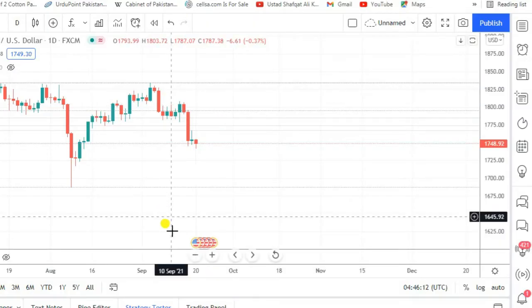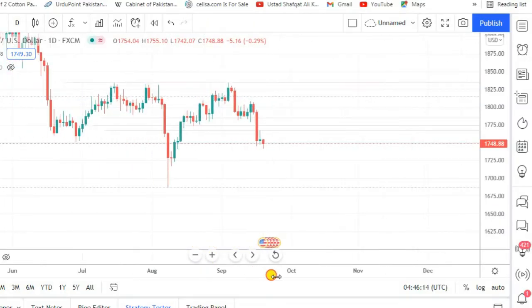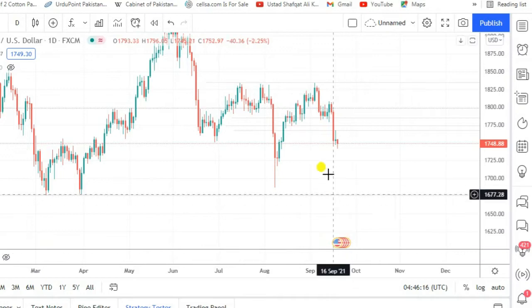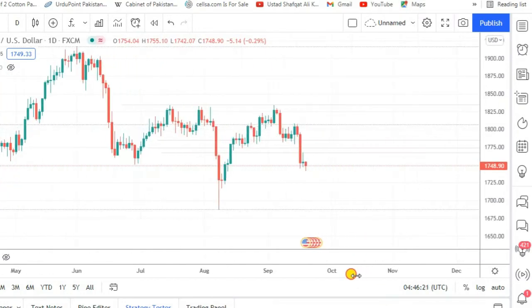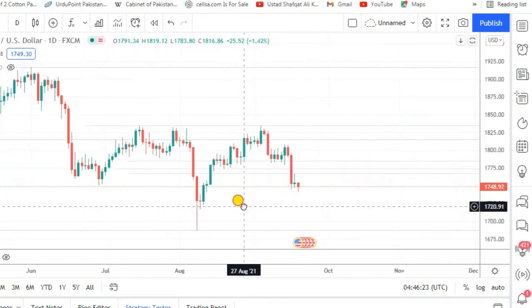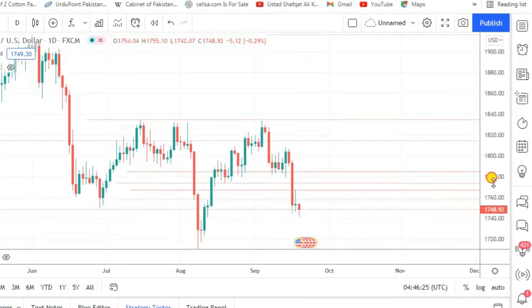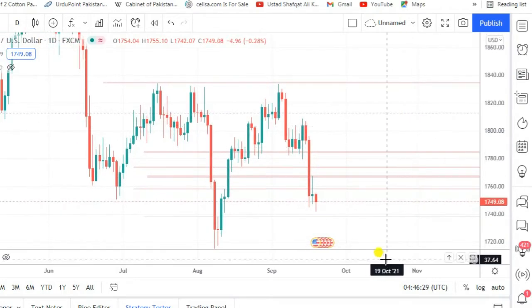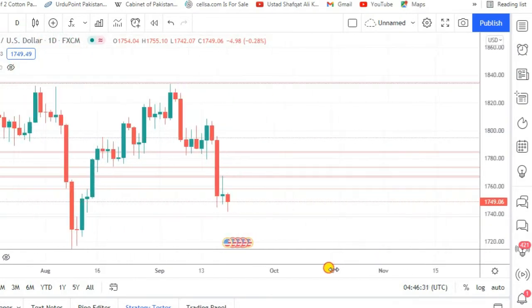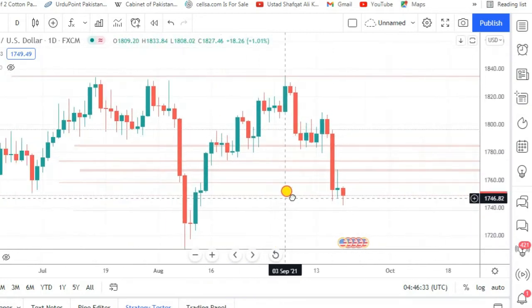So if you look at the daily time frame, I have opened the daily time frame for gold. For gold, firstly we will discuss why gold falls, and after that I will tell you what the possible positions are. But firstly we will discuss why gold falls. Actually, gold falls due to a few reasons.